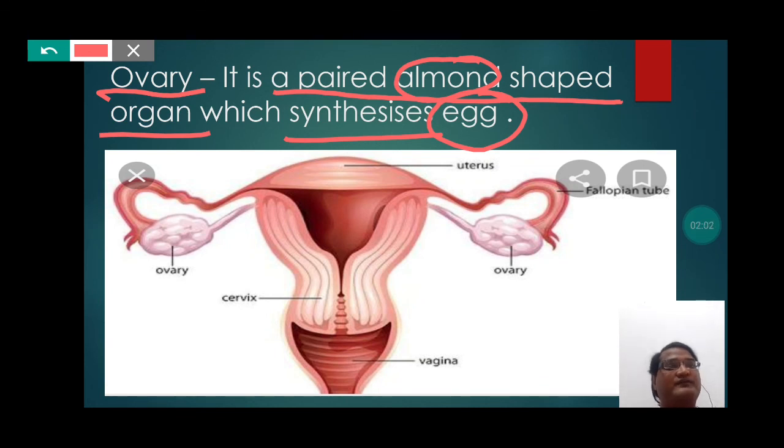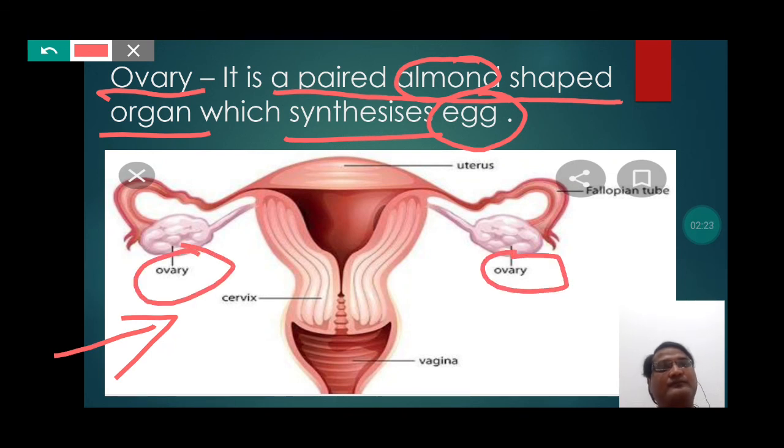So students, here the concept of ovary we can understand in a better way if we concentrate on this picture. You can easily notice that there are 2 ovaries in the female reproductive system. And if you concentrate here, you can also notice that they are almond shaped. And the main function of the ovary is to synthesize egg.